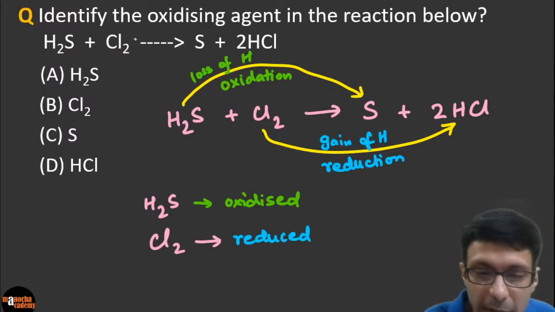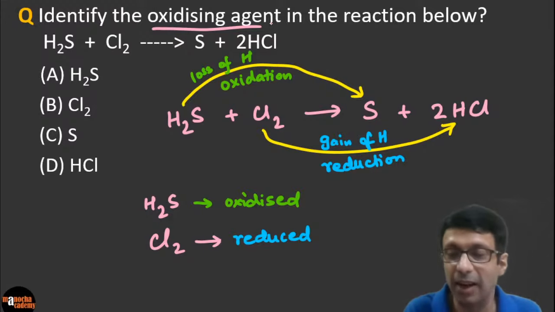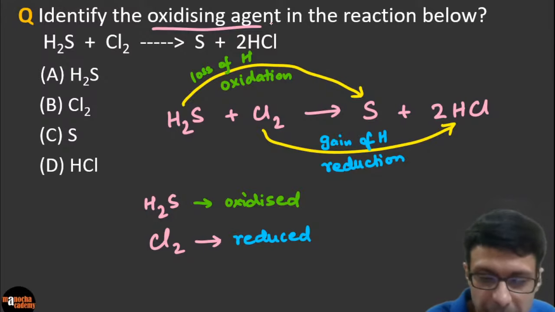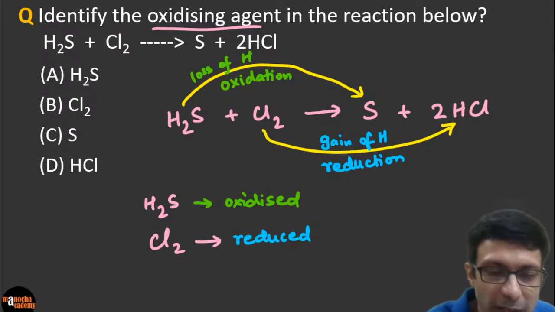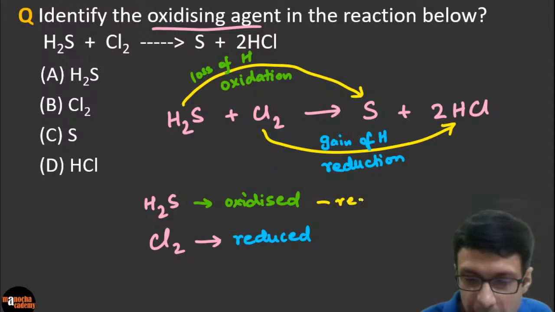Now let's try. We need to identify the oxidizing agent. One very simple trick is, and I'll explain why, the one who gets oxidized is actually the reducing agent, because it is helping the other fellow get reduced.